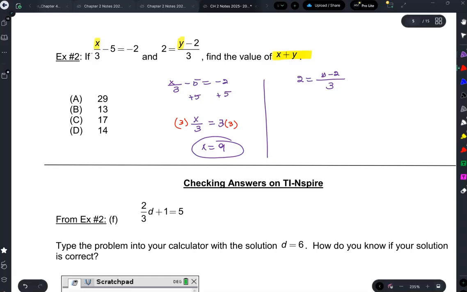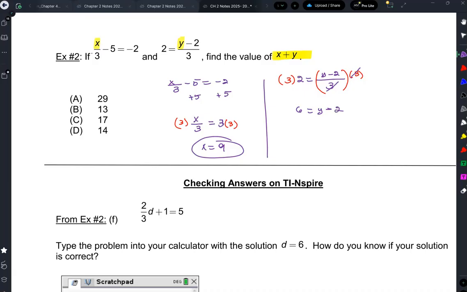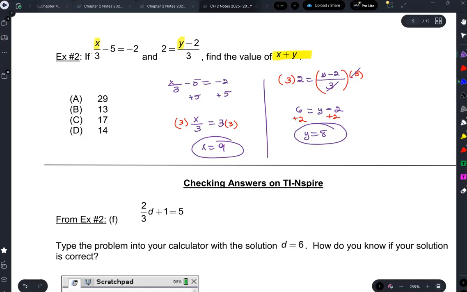Here, I multiply by 3. Okay, I'm going to multiply this whole thing by 3. This whole thing by 3. So this cancels. 6 equals y minus 2, plus 2, plus 2, y equals 8. So now x plus y is 9 plus 8, 17.